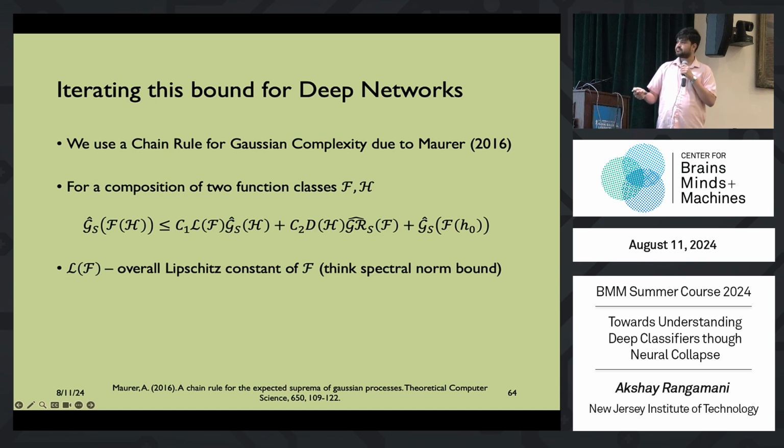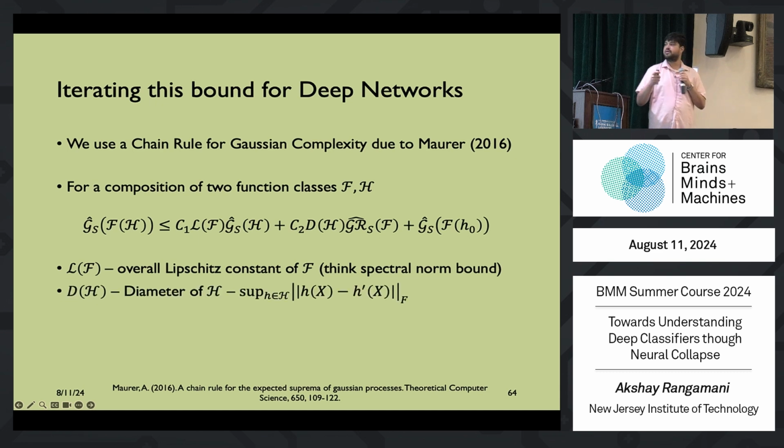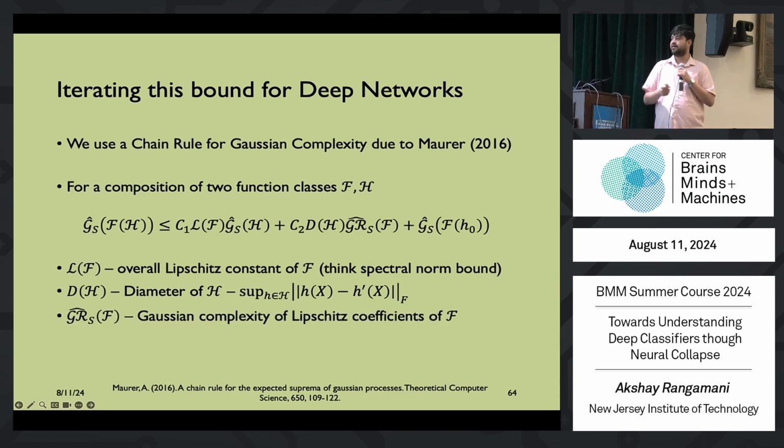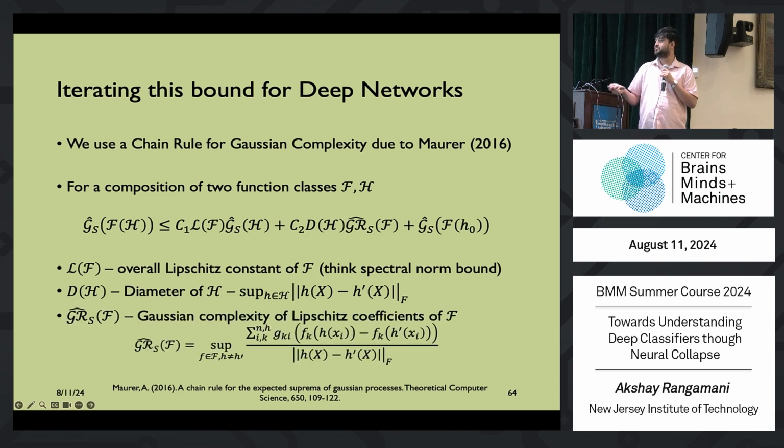I'll try to explain the quantities here. This is the overall Lipschitz constant of the function class f, which is the spectral norm bound. Then the diameter of h, which is the maximum distance between two functions in the function class below, and the Gaussian complexity of Lipschitz coefficients, which, instead of measuring the Rademacher or Gaussian complexity of just one function, takes the difference between two functions, and that's what you do here.